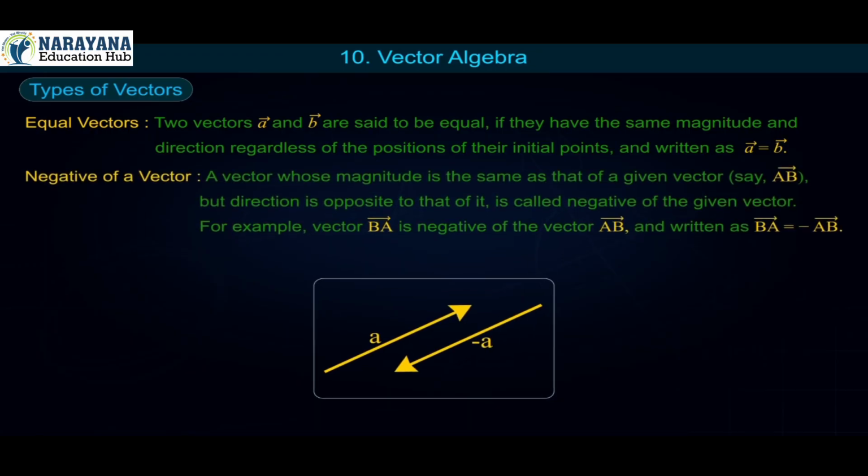Negative of a vector. A vector whose magnitude is the same as that of a given vector, say vector AB, but direction is opposite to that of it, is called the negative of the given vector. For example, vector BA is the negative of vector AB, and written as vector BA equals minus vector AB.